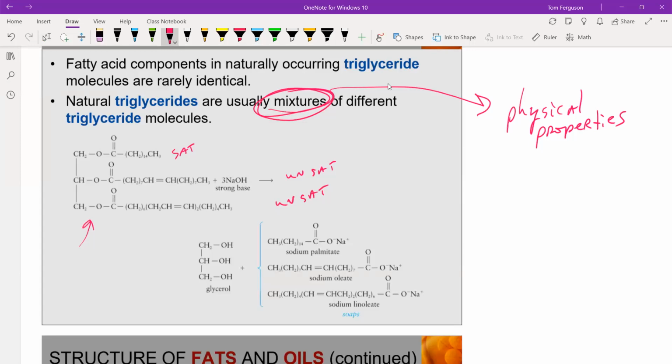Remember now, this process here is a saponification. That is an ester in a strong alkaline environment.